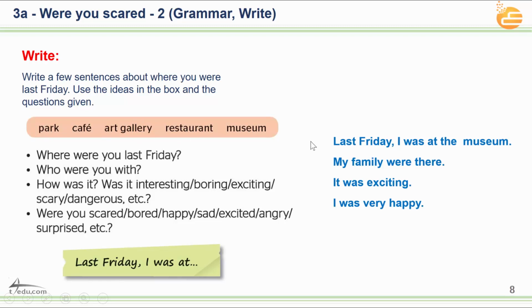Where were you last Friday? Last Friday, I was at the museum. My family were there. Who were with you? My family were there. Or my family were with me. It was exciting. How was it? Was it interesting, boring, exciting, scary, dangerous? Which one? It was exciting. I was very happy. Were you scared, bored, happy, sad, excited, angry, surprised? I was very happy.